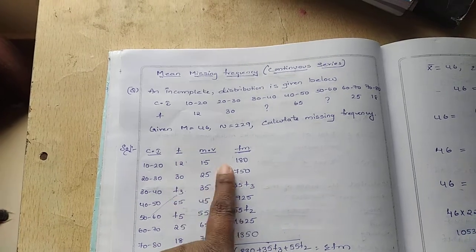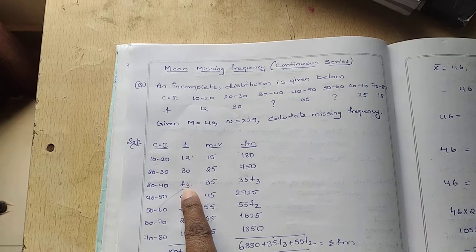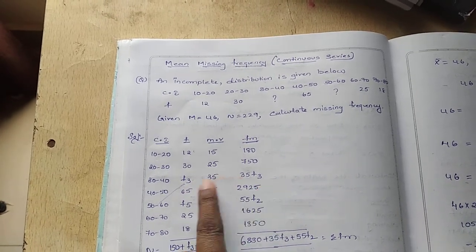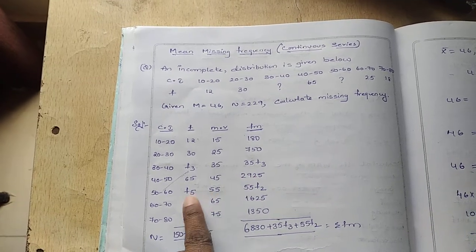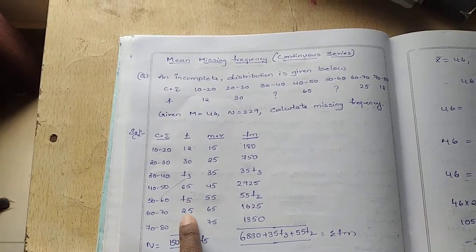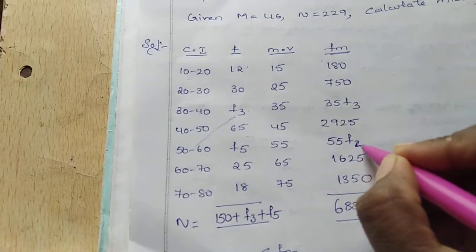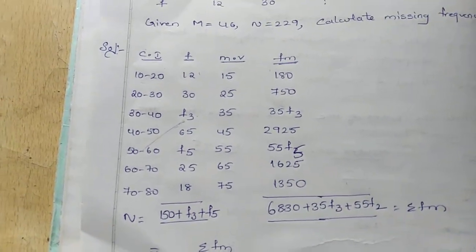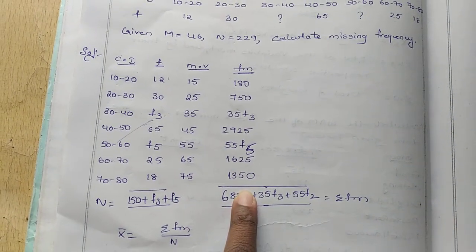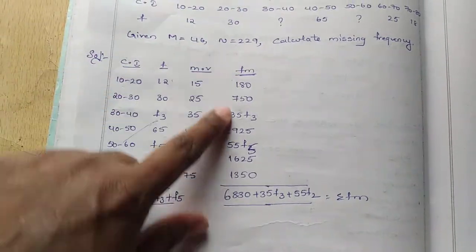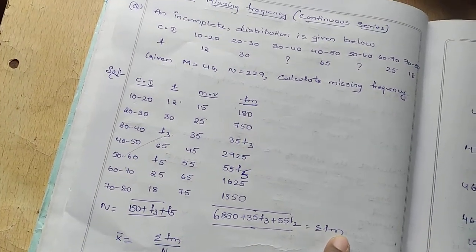Afterwards, F into M. 12 into 15 is 180. 30 into 25 is 750. F3 into 35 is 35 F3. 65 into 45 is 2925. 55 into F5 is 55 F5. Sorry, this is not F2, it is F5. 25 into 65 is 1625. 18 into 75 is 1350. Now what do we have to do here? Add the total FM, then you will get sigma FM.